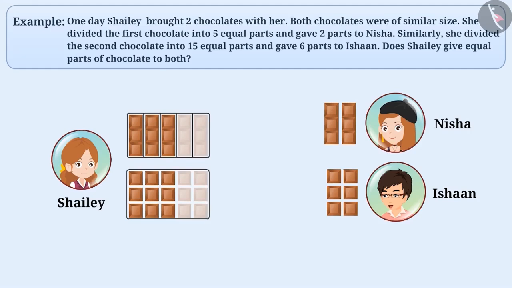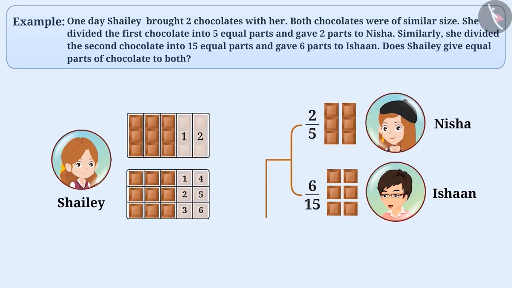Shelley divided the first chocolate into 5 equal parts and gave 2 parts to Nisha. This means she gave 2 by 5 parts of chocolate to Nisha. Then she divided the second chocolate into 15 equal parts and gave 6 parts to Ishan. This means she has given 6 by 15 parts of chocolate to Ishan. We want to find out whether Shelley gave equal parts of chocolate to both.